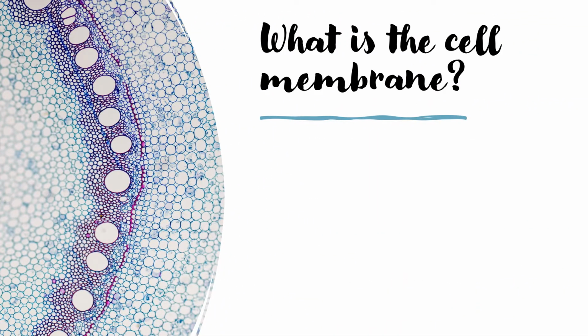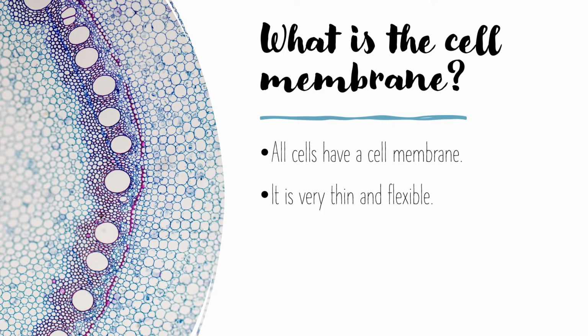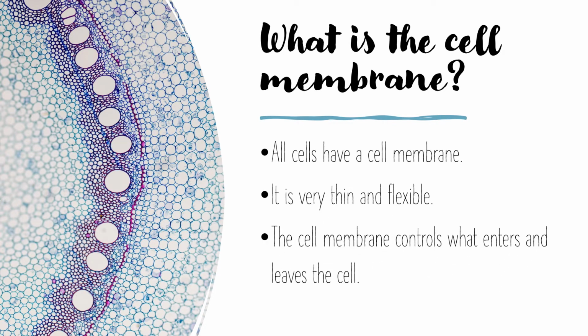What is the cell membrane? All cells have a cell membrane. It is very thin and flexible. The cell membrane controls what enters and leaves the cell.